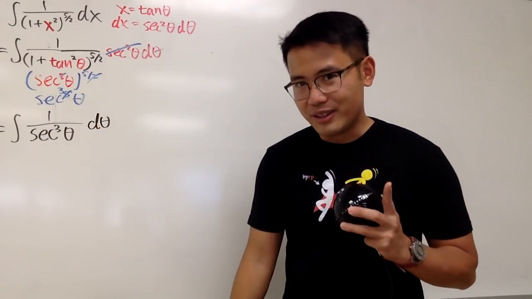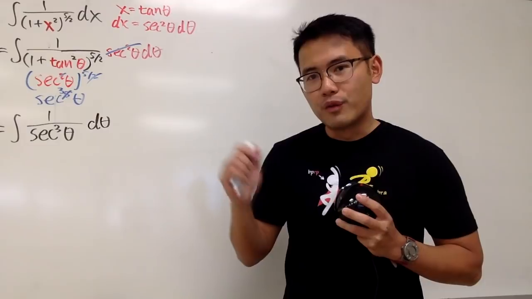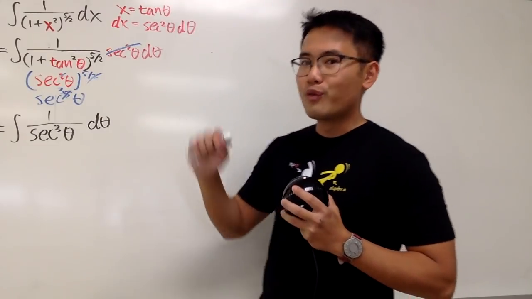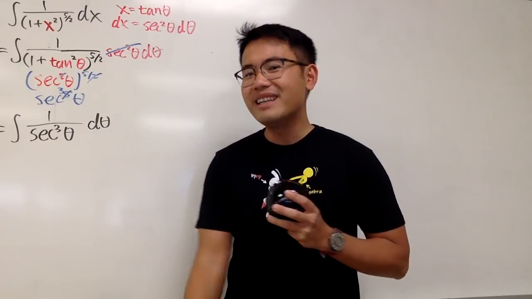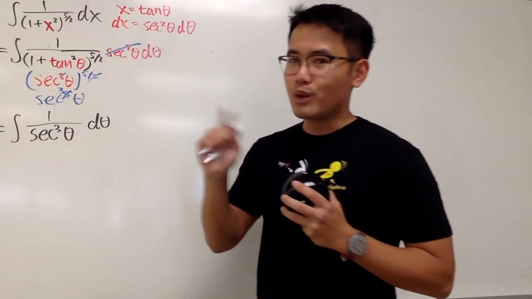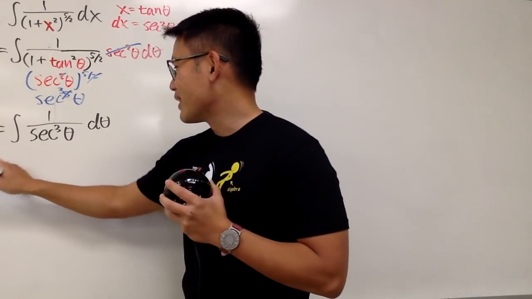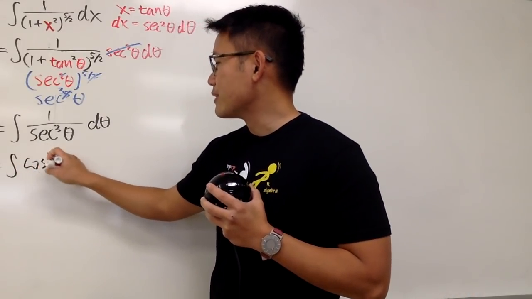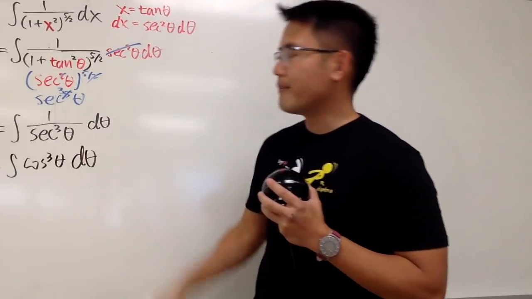Okay, here is the deal. As we all know, secant is 1 over cosine. Well, when we have 1 over secant, it's just cosine itself, right? But this is 1 over secant to the 3rd power theta. Bring that up, we get cosine to the 3rd power theta. So this right here is the integral of cosine to the 3rd power theta d theta.